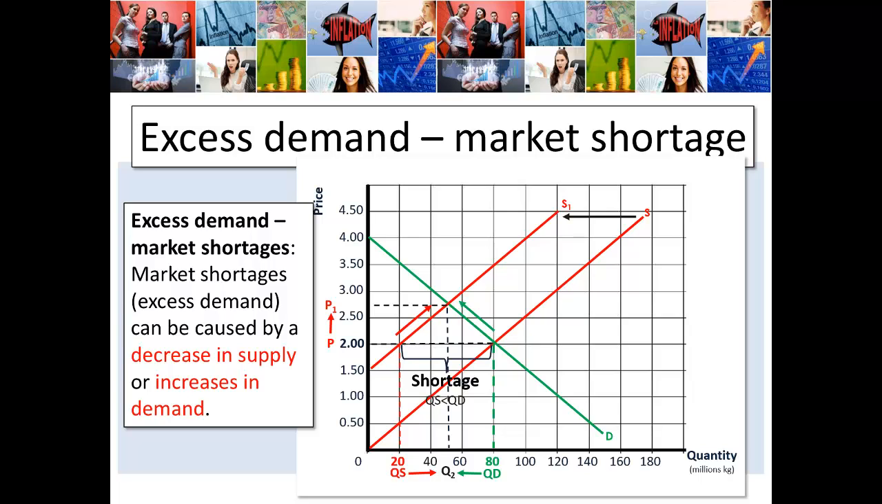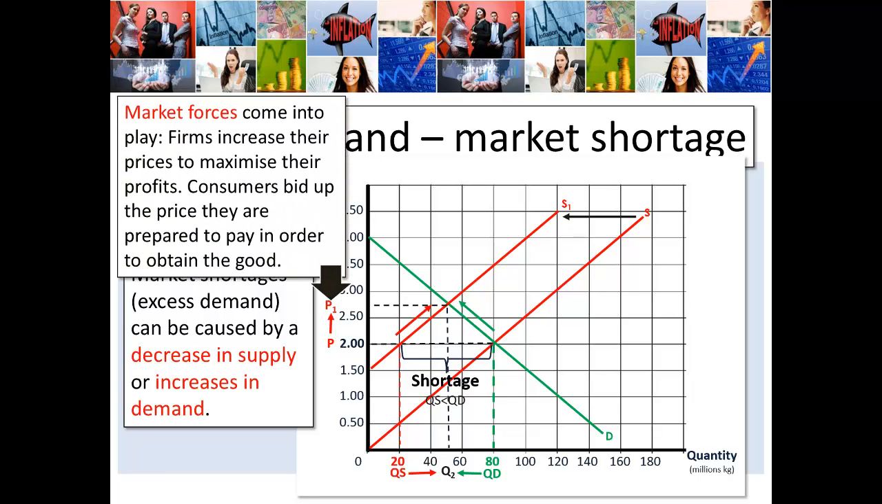There are consumers that want the product, they want the good or the service, and the only way that they can be sure to be able to get hold of this good is to pay a little bit extra for it. So consumers start to bid up the prices to secure a good or service for consumption. What we say is market forces come into play, firms increase their prices to maximize their profits, and consumers bid up the price they are prepared to pay in order to obtain the good.